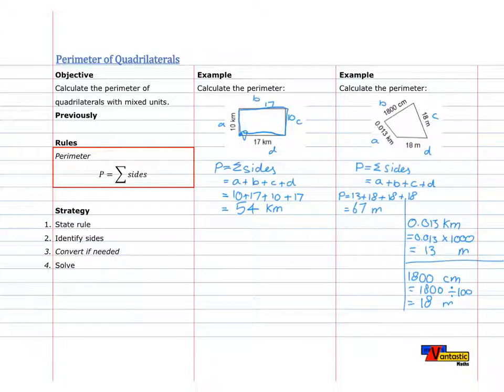And there you have it. That is how we can calculate the perimeter of quadrilaterals, even when they have mixed units.